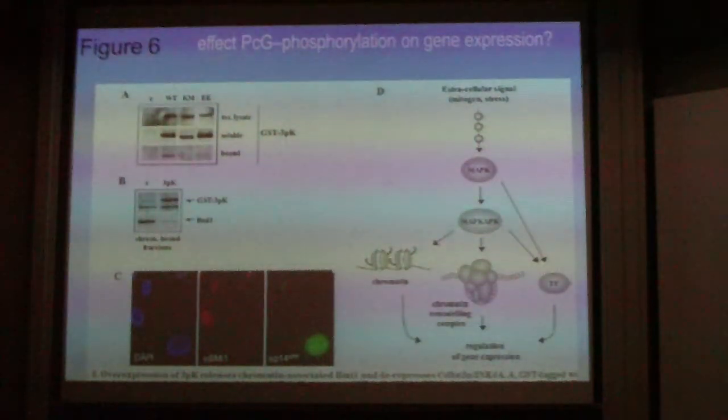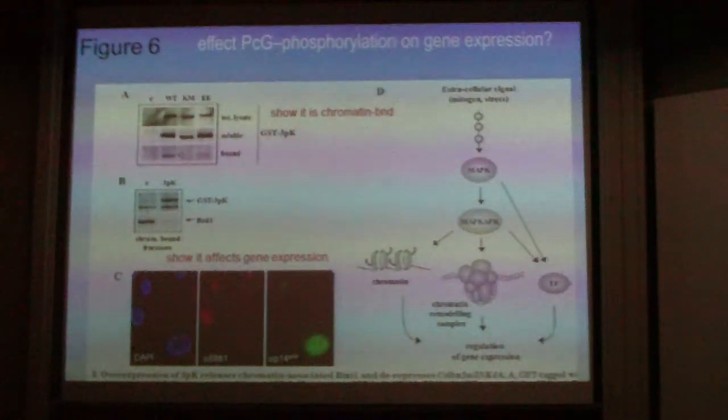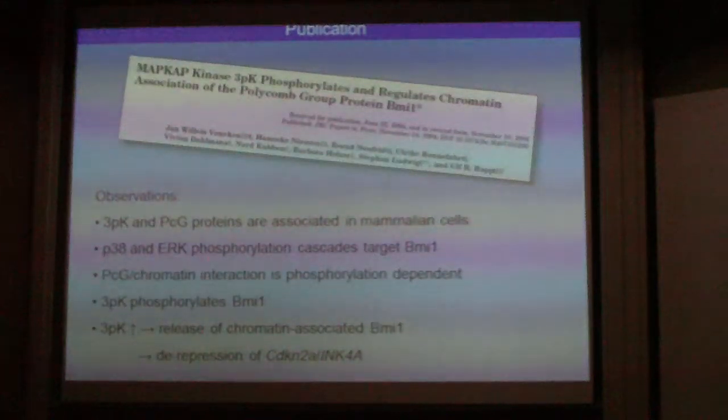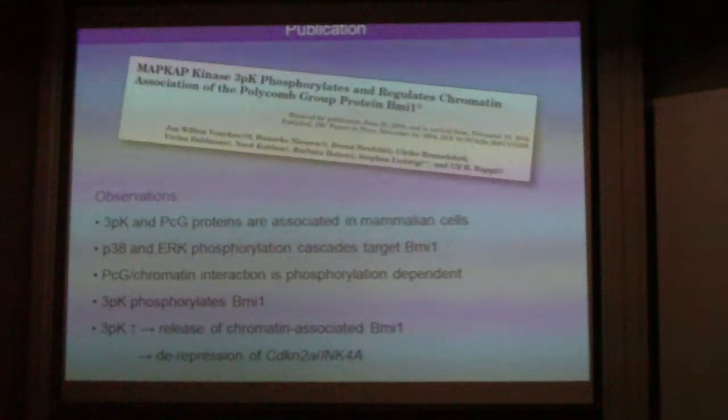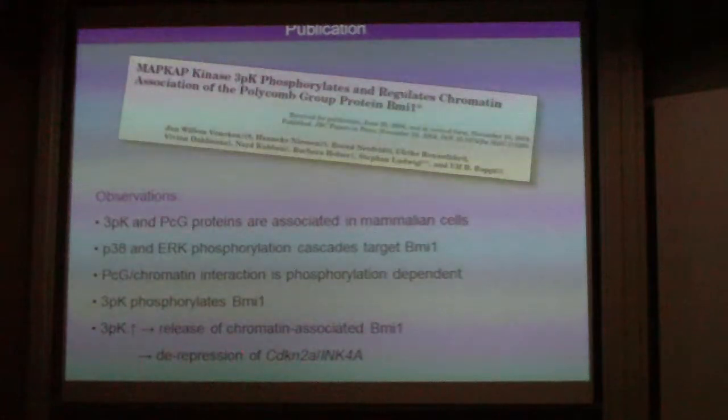U2OS cells don't express a lot of p14 unless, apparently, you tease them with 3DK. So that was nice. We now have a couple of things to show it affects gene expression. The kinase and the polycomb complexes are associated. These cascades target BMI1, and the polycomb chromatin interaction is phosphorylation dependent.